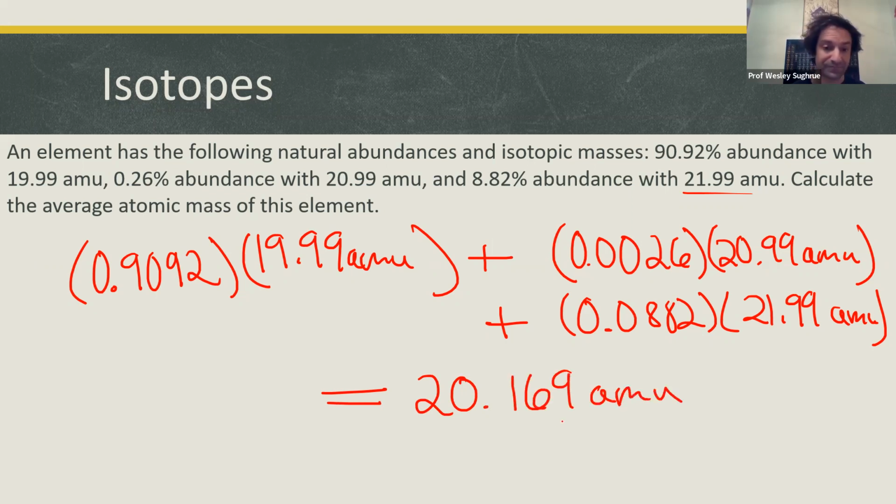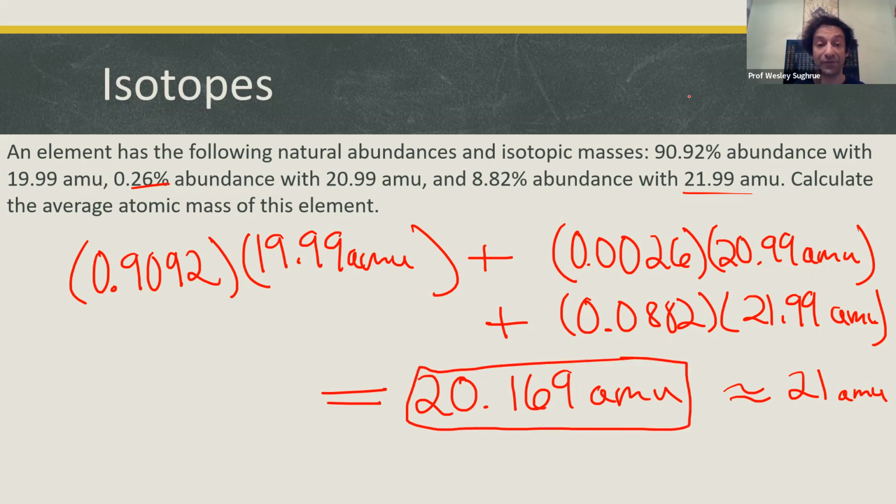20.169 AMU. Now remember, we want to apply significant figures. Looking at these values, you can see that the abundances are down to 2 decimal places. So theoretically, if we were asked to do this with the correct number of sig figs, we'd probably have something on the order of 21 AMU. But for further calculation, you would want to stick to utilizing this value here. We'll talk about this in more detail in another example.